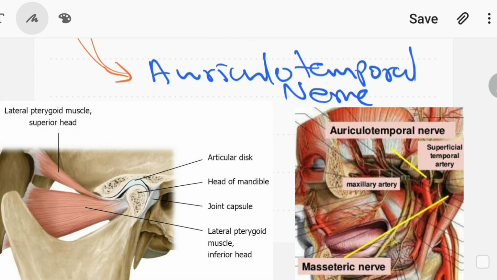The articular disc and the articulating surface of the articular eminence and condyle are covered with dense connective tissue rather than hyaline cartilage that is avascular and non-innervated.